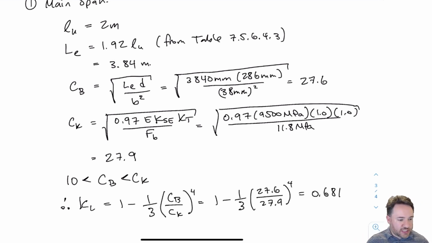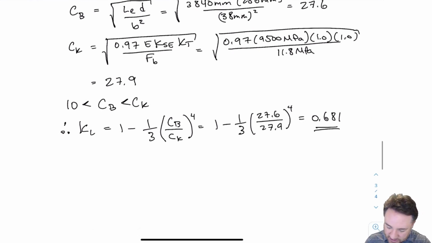Now, since I'm so close to CK, you could try this for yourself. If you use the other equation for KL, for the case where CB is greater than CK, I should get almost the same answer because those curves are meant to be continuous. Obviously, if I increase my CB just a little bit, I shouldn't get a jump in my KL. It should be a continuous curve, even though the curves have different equations. So this then is my KL for the center span, the main span. And I'm going to use that in MR in a minute to find my moment resistance.